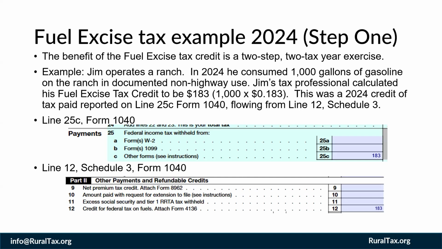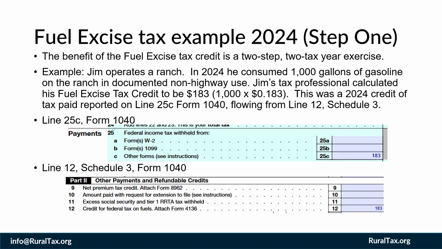And so here is step 1. In this example, Jim operates a ranch, and in 2024, he consumed 1,000 gallons of gasoline on the ranch, and it was documented non-highway use. So Jim's tax professional calculates his federal excise tax credit to be $183. So that's just 1,000 gallons times the 0.183.